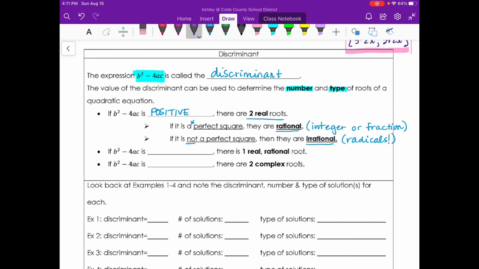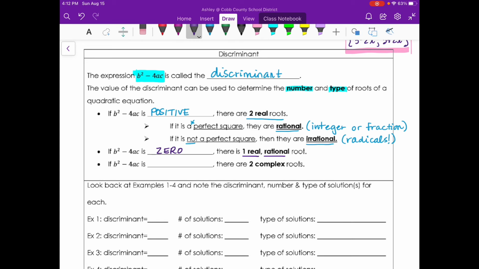If your discriminant is 0, remember what happened when we got that 0 inside of our radical? We had nothing to add and subtract with that plus or minus because the value of square root of 0 is 0. And that is why we get one real rational solution or root when we have a 0 inside the radical.